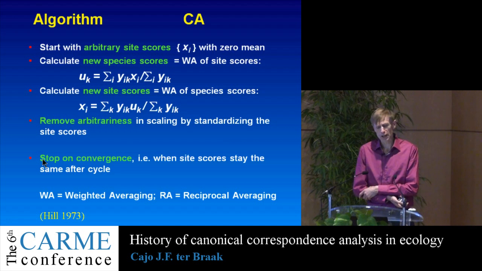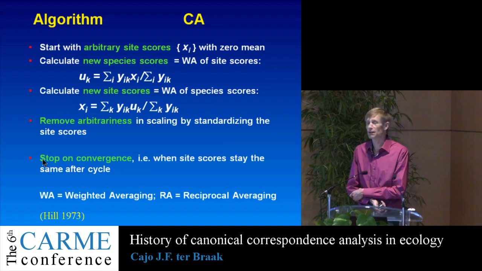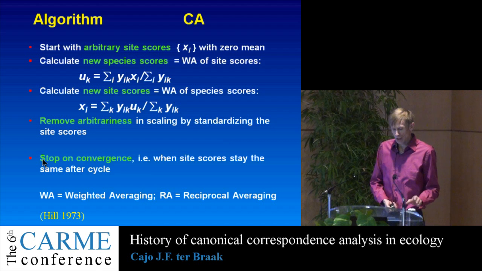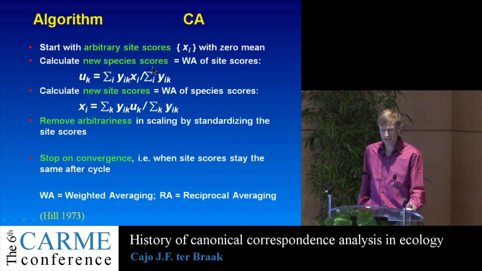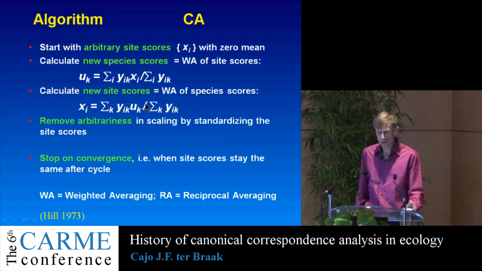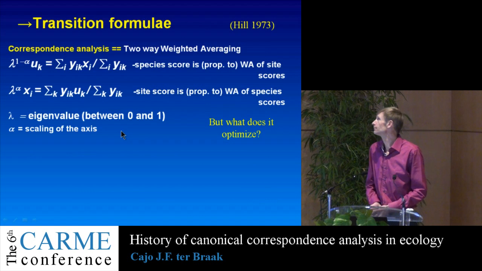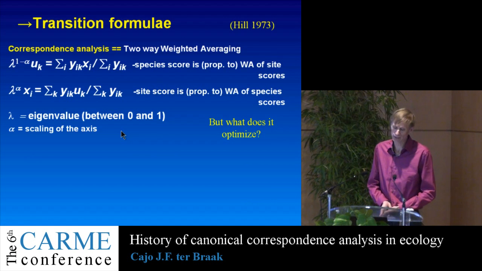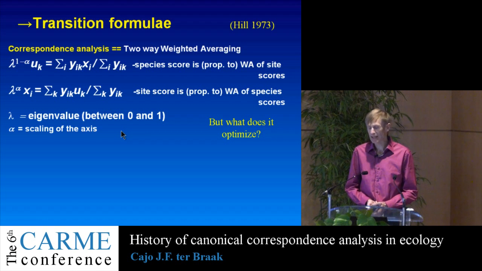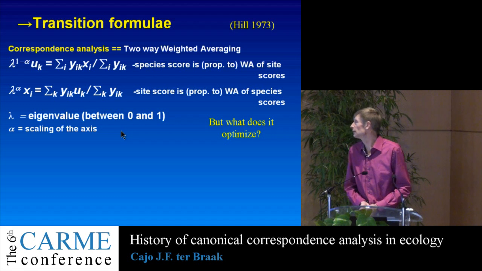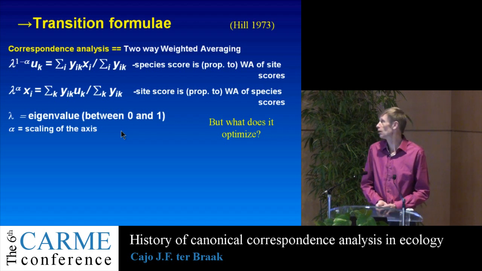So the idea of Mark Hill then was to iterate that, and I represent here this iteration scheme. We derive new species scores from initially arbitrary site scores, and from those we derive new site scores as weighted averages of species scores, remove arbitrariness, and then we go on until convergence. So that leads to the transition formula. You have to do some mathematics for that, of course, and here I represent them. Eigenvalues between 0 and 1. But what does it optimize?